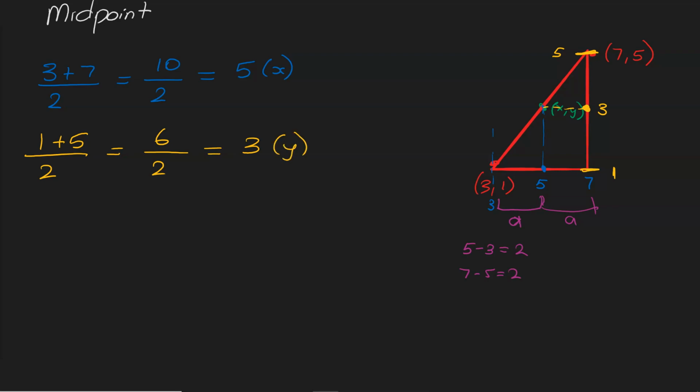Alright, and we can check, does this have the same distance? Well, the distance from 1 to 3 is 2. And from 5 to 3 is also 2. 5 minus 3 equals 2. 3 minus 1 equals 2. So therefore that distance is exactly the same. Therefore our midpoint is 5 and 3.